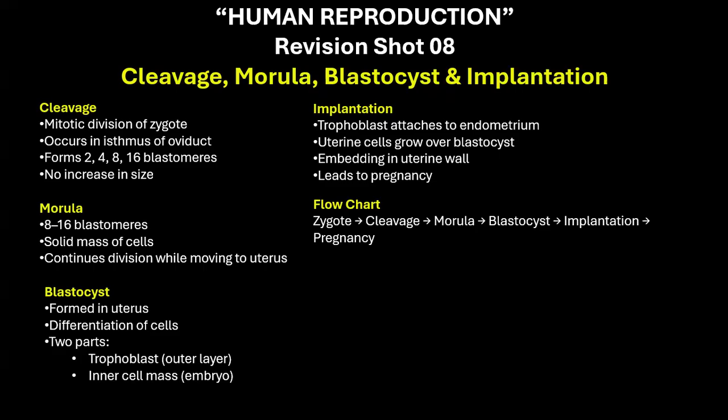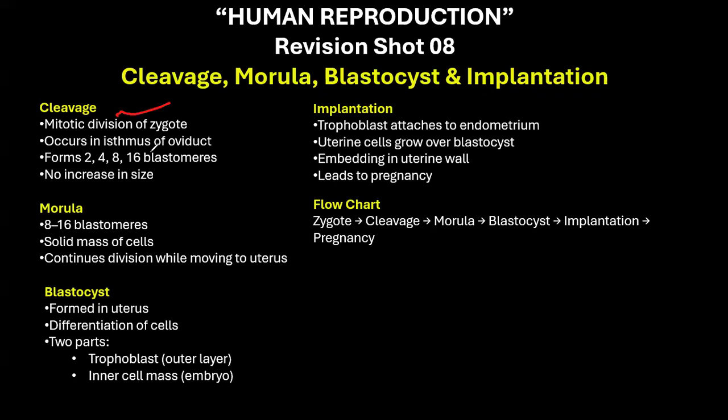Hello students, today we will understand how a single cell zygote develops into an implanted embryo through the process of cleavage, morula formation, blastocyst formation and implantation. So this is our topic today. So let us start. First of all, we should know about cleavage.